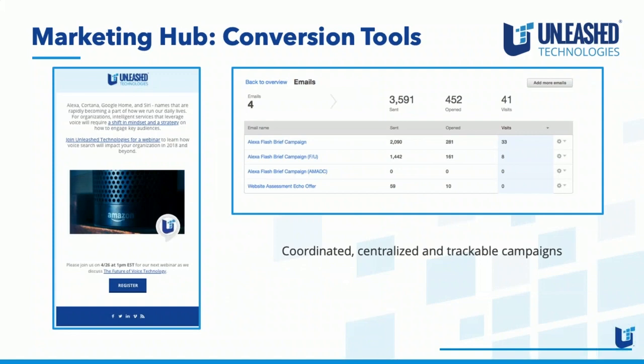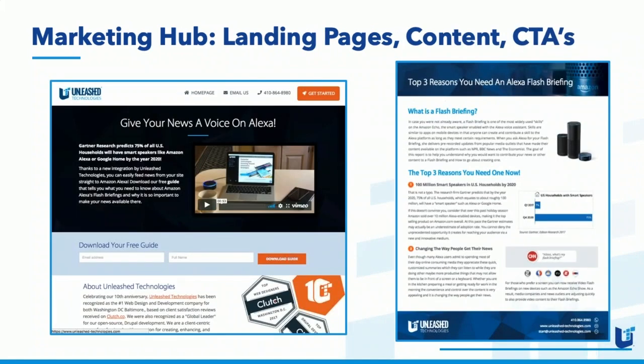And then obviously coordinate centralized and trackable campaigns through the system, having email ability, and nice centralized reporting. I'm showing you some campaigns that Unleashed Technologies has actually done. We use HubSpot very religiously here, and you know, great landing pages that we've created, downloads, downloading white papers, easy to integrate calls to action, things like that.